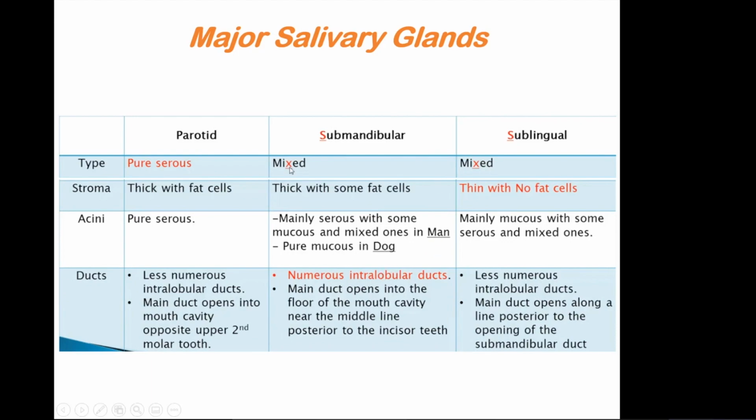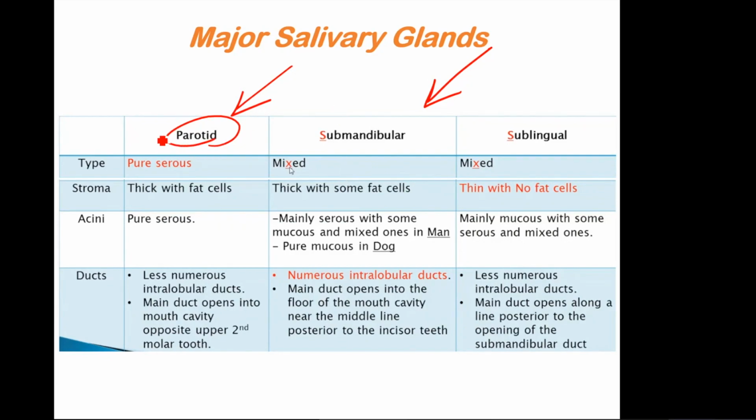Okay, this is important because this is our major core topic today. So we have the parotid gland, yes, you know that, and we have the submandibular and sublingual. You have to know which one is serous, mucus, or mixed. And I have an easy way to remember that.